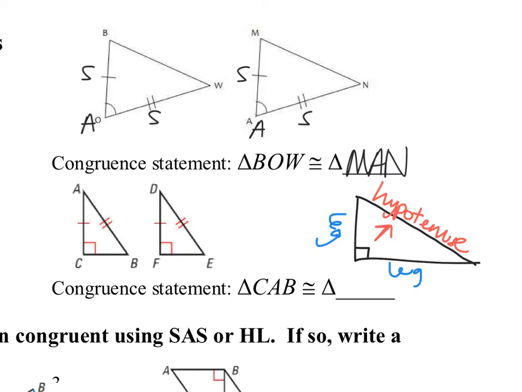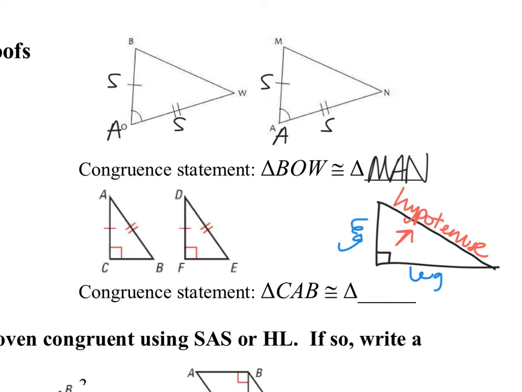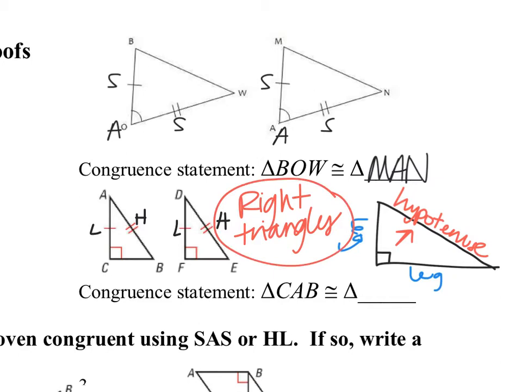You have to have the hypotenuse of one and the leg of another. So in this picture, here's the hypotenuse, here's the leg. It's congruent to the hypotenuse and the leg of the other triangle because these are right triangles. You can only do this when you have right triangles. So CAB is congruent to FDE because of hypotenuse leg.